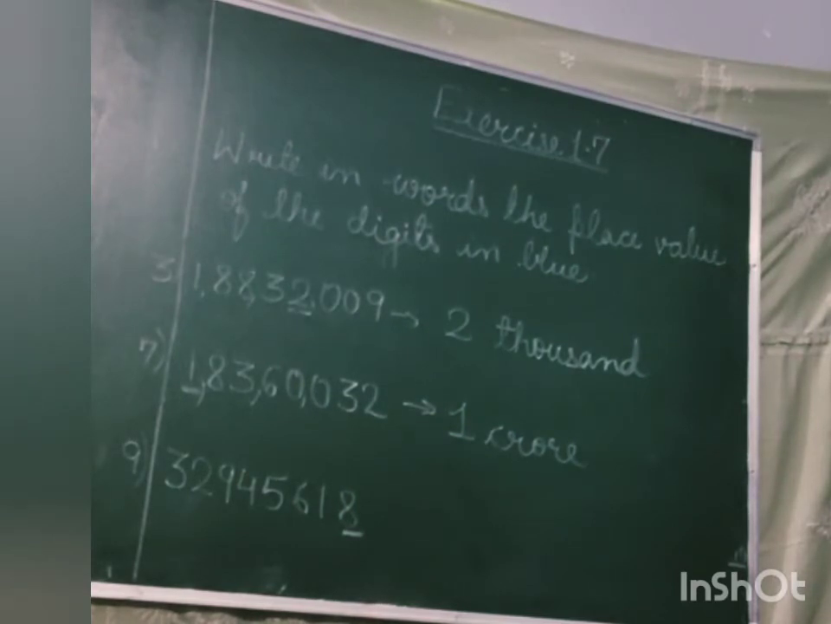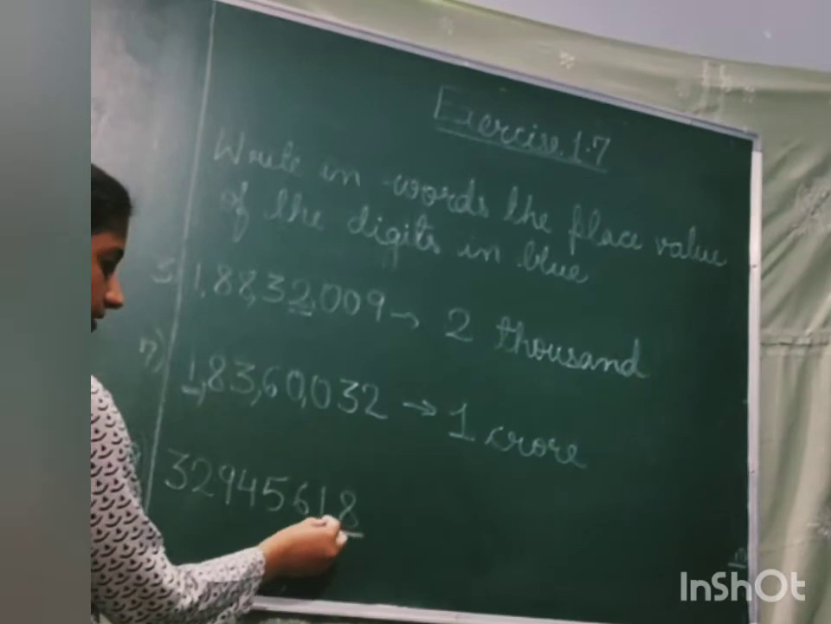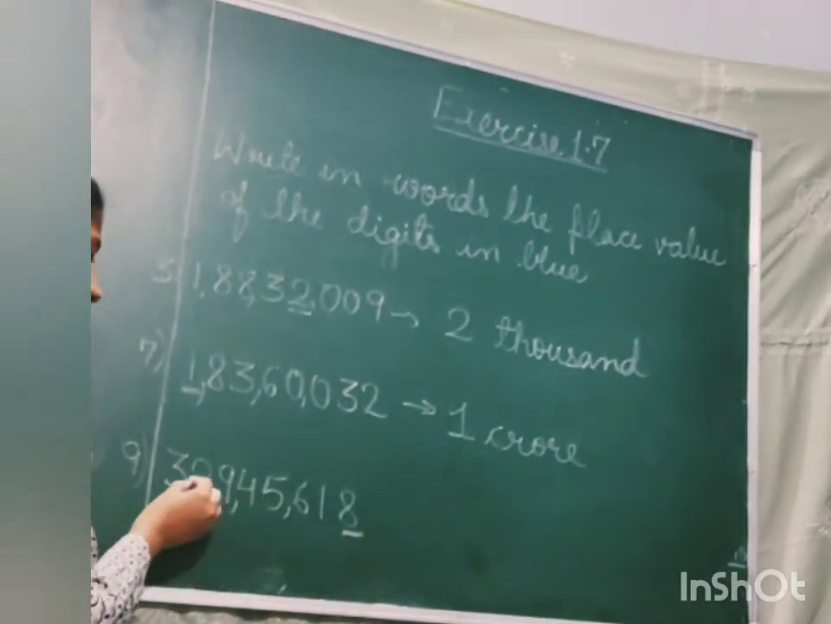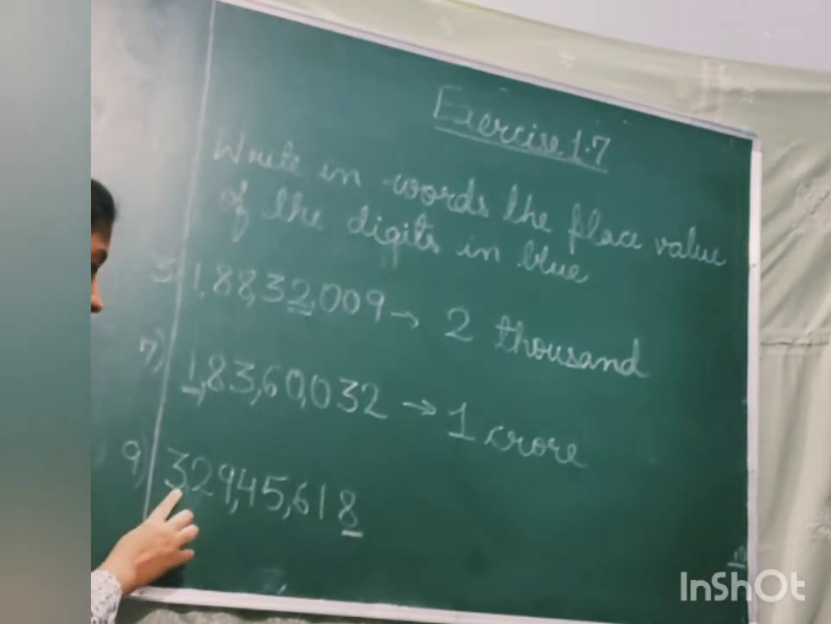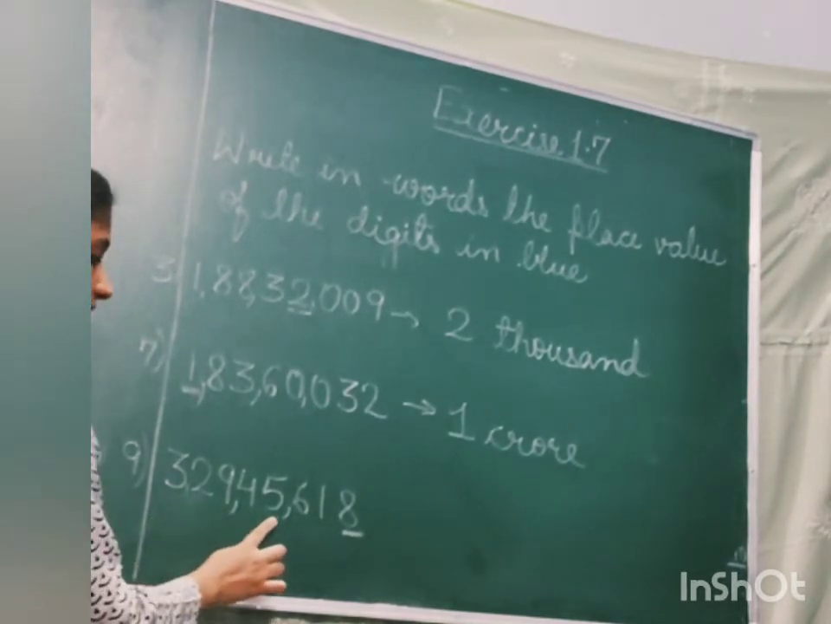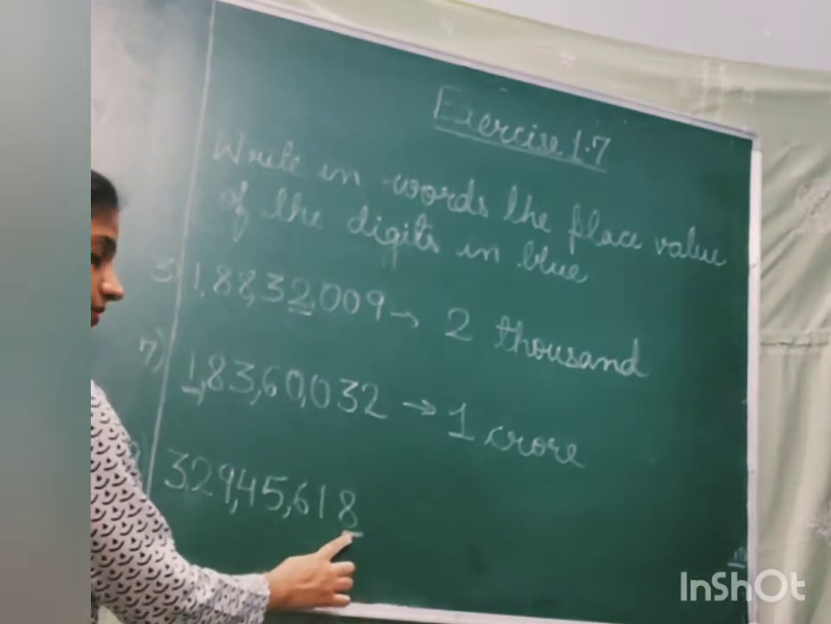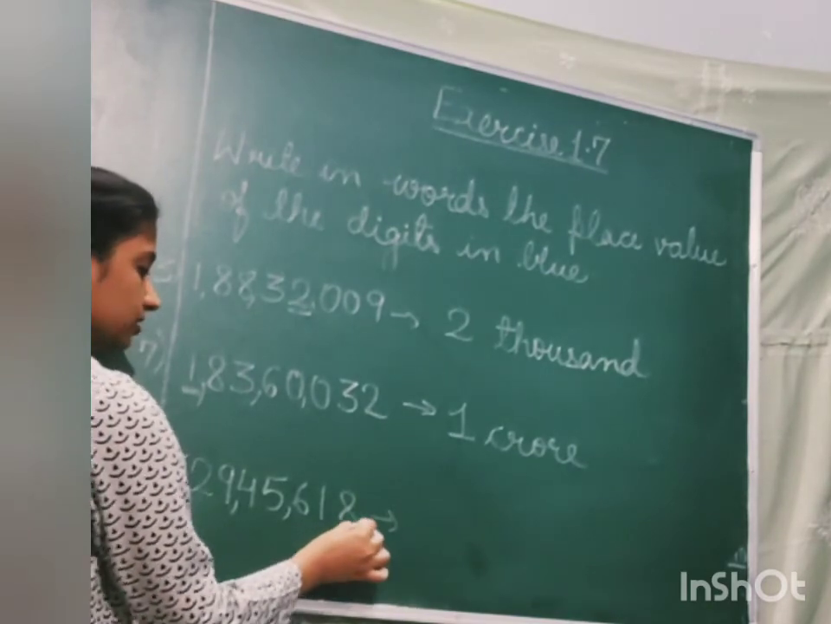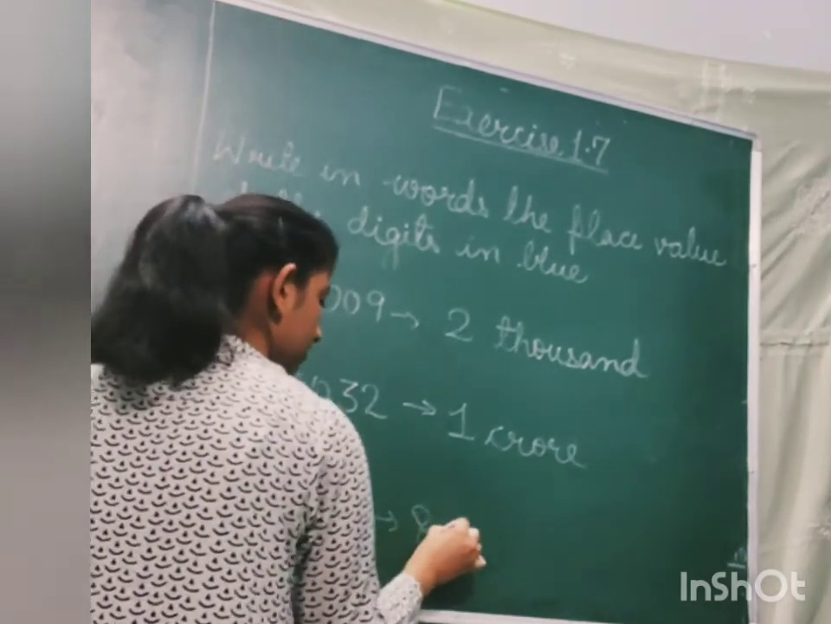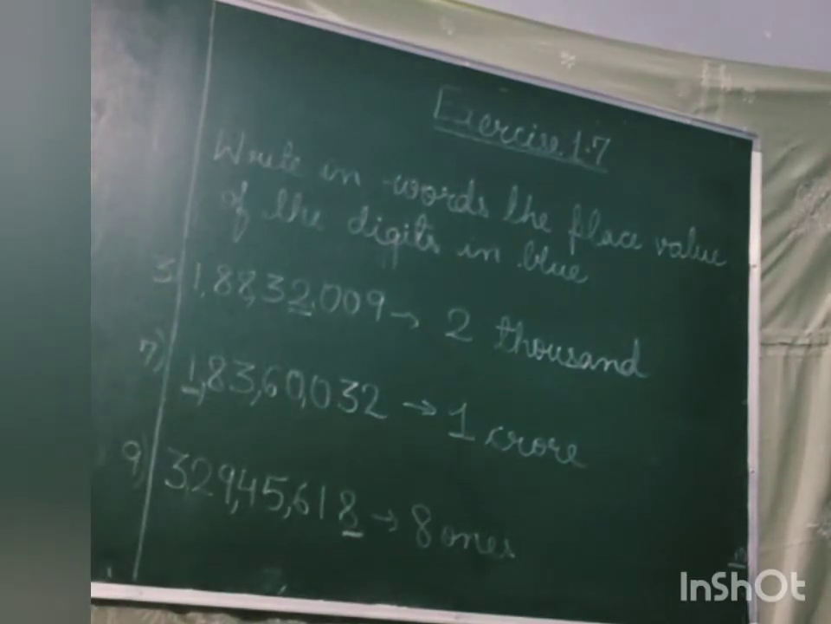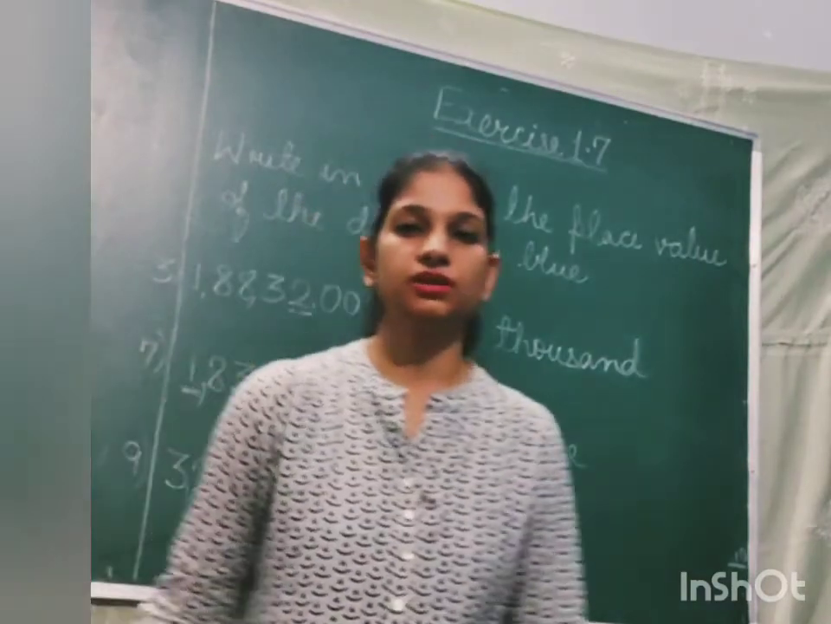Last one. Again, ones, tens, hundreds, comma, thousand, 10,000, comma, lakh, 10 lakhs, comma, crore. So the number is 3 crores 29 lakh 45,618. What is the place value of 8 here? Correct. It is 8 ones. 8 ones. So this is how you will find out the place value of the digits given in the numbers.